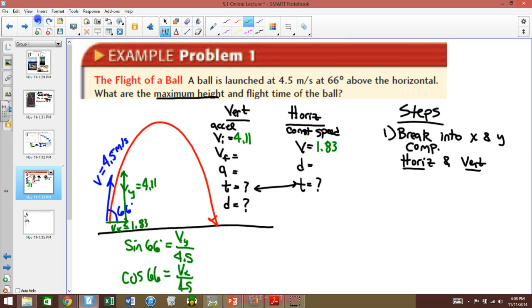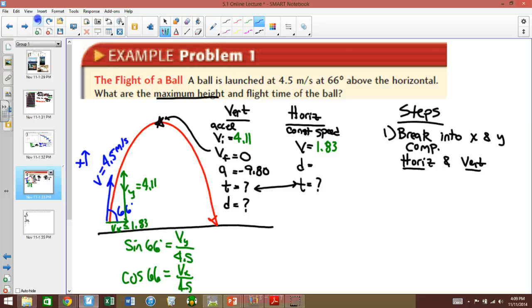So I'm going to exploit this spot right here. At that spot, the velocity is 0 vertically. It's not moving up and down. It's only moving left and right. It's still moving to the right at 1.83 meters per second, but it's not going up and it's not going down. I know that the acceleration is negative 9.80. It's negative because I gave that initial velocity a positive number. So because my initial velocity is positive, the acceleration is in the opposite direction. Now I can solve this problem.